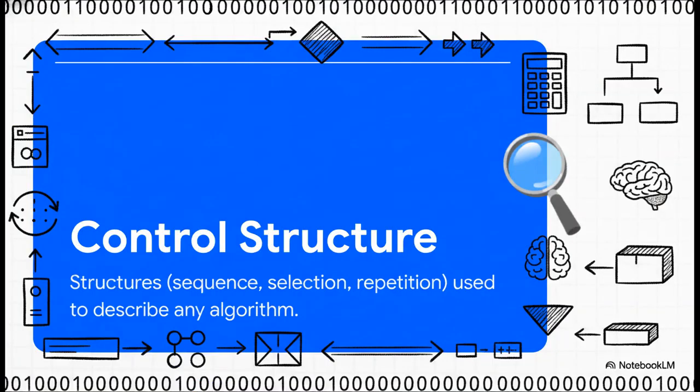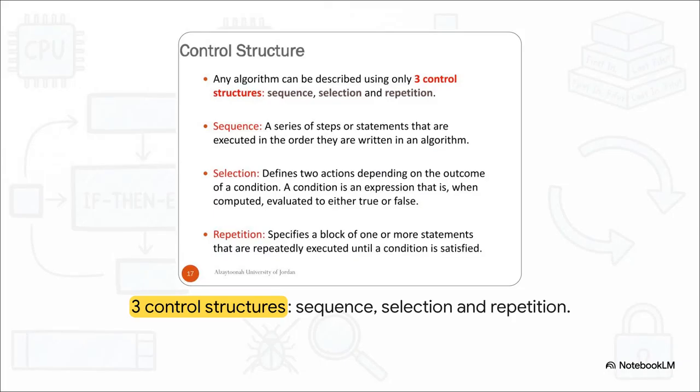So, you've probably heard the term control structure before. Basically, this refers to the underlying architecture of literally every single computer program you interact with. Think of it as the framework we use to tell a computer exactly what to do and exactly when to do it. Now, any algorithm out there, and I mean literally any set of instructions used to solve a problem, can be described using just three main control structures. You've got sequence, selection, and repetition. But to keep things super focused and efficient for us today, we're going to zero in on mastering just the first two, sequence and selection.